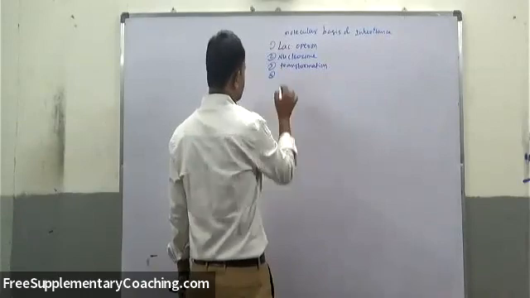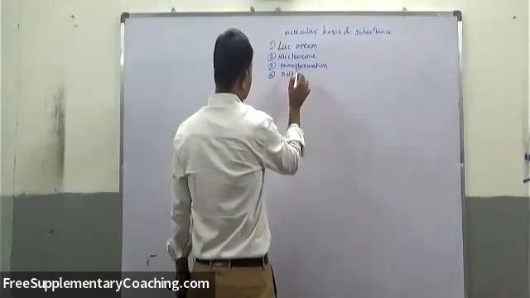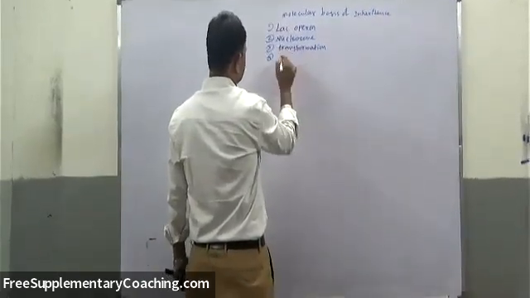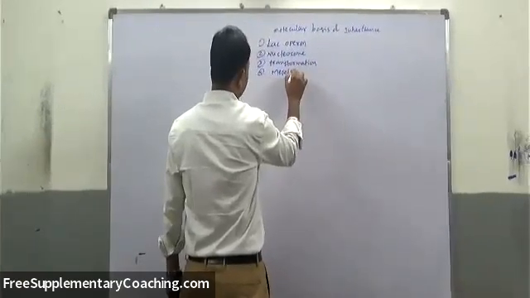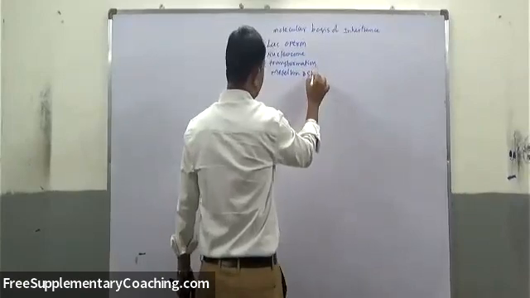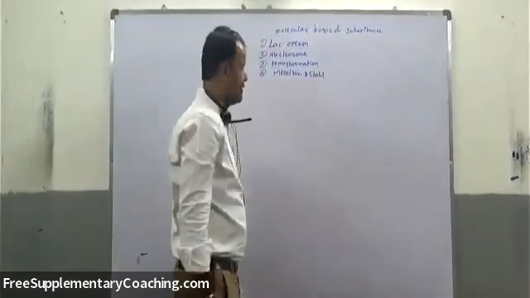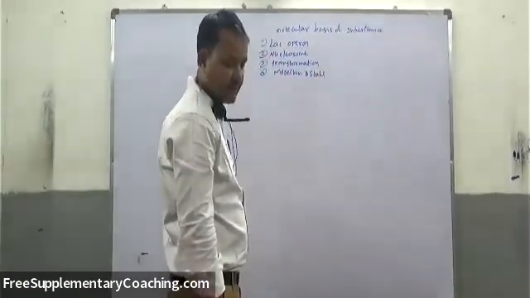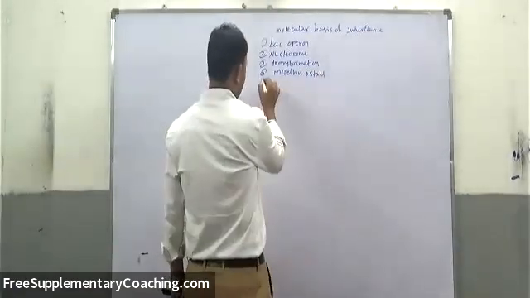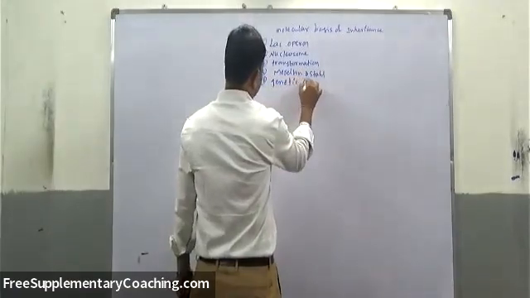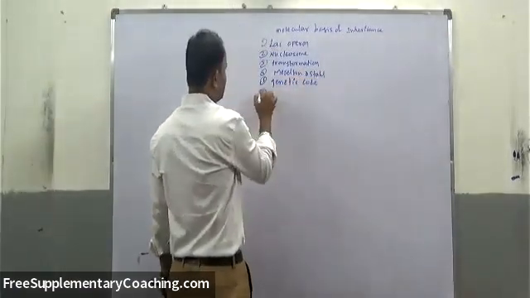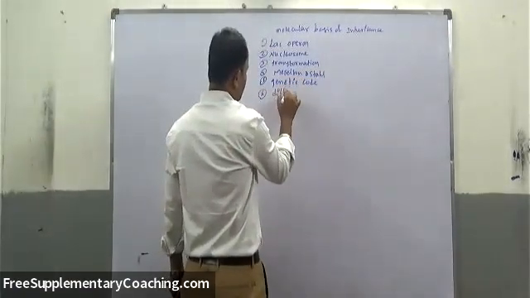Then the next one is DNA replication, semi-conservative, experimentally proved by Meselson and Stahl. Meselson and Stahl experiment. The next one is genetic code, which is very important. The next one is the difference between DNA and RNA, which is important.